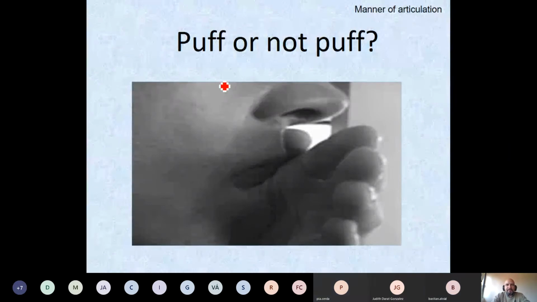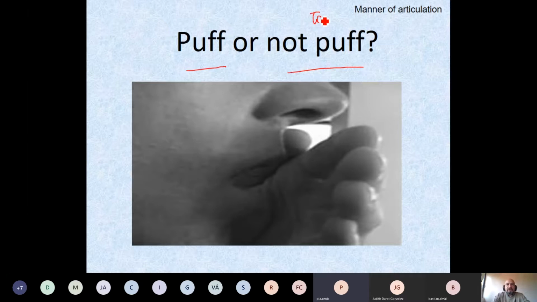So the idea is to puff or not to puff. To puff or not to puff. So you puff when it's in initial position. You do not puff when the voiceless plosive is in middle or final position.